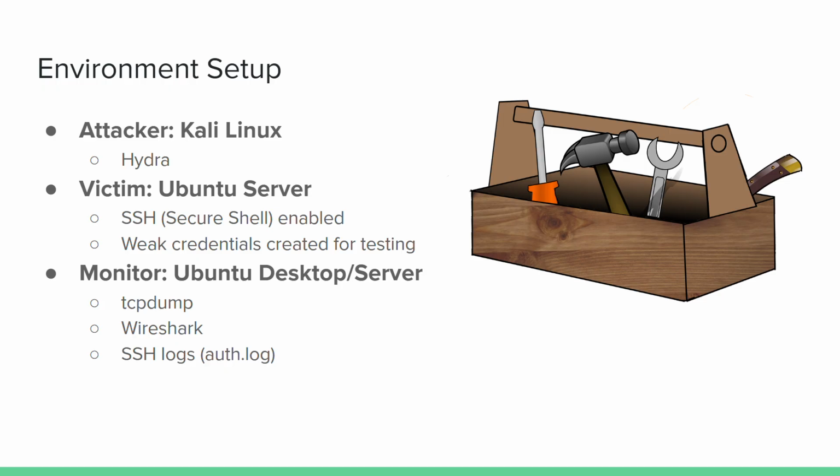For our attacker, we use the Kali Linux VM, which was equipped with Hydra. And as for our victim, we use the Ubuntu Server VM, with Secure Shell enabled and weak credentials created for testing. And lastly, our monitor. We use the Ubuntu Server VM, equipped with TCP dump, as well as Wireshark and Secure Shell.